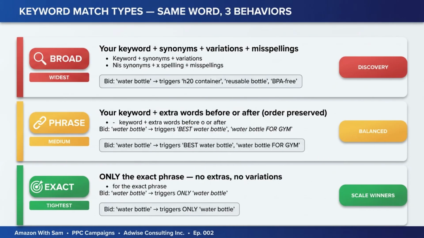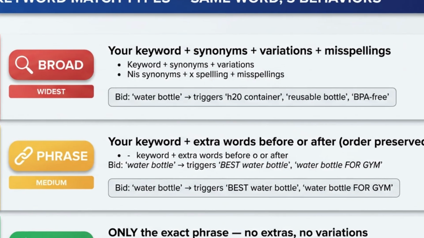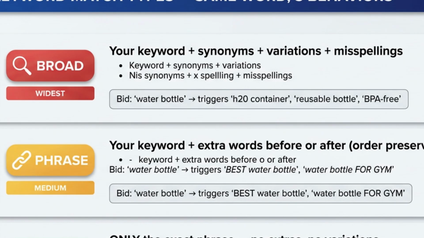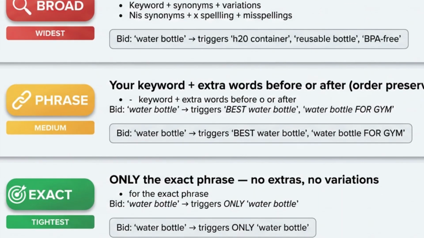3 match types. Same keyword. Totally different behavior. Broad match. Widest net. If you bid on water bottle, your ad shows on water bottles, H2O bottle, hydration container, and dozens of variations Amazon decides are related. Lots of impressions, lots of waste too. Phrase match, middle ground. Your keyword shows when it appears with extra words before or after. So best water bottle or water bottle for gym, both trigger.